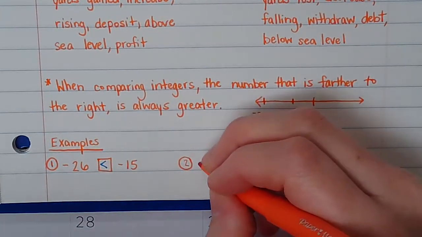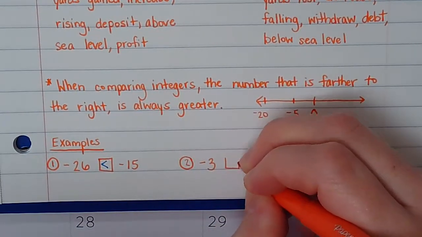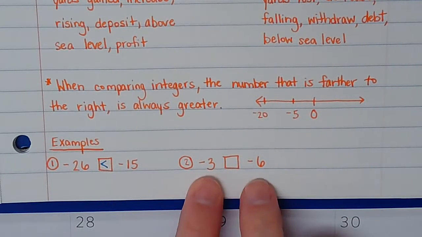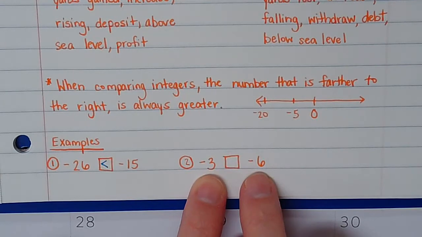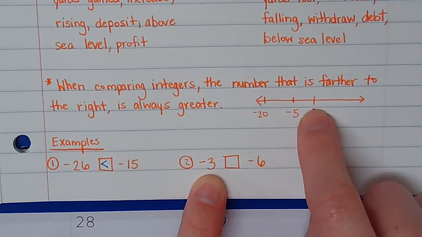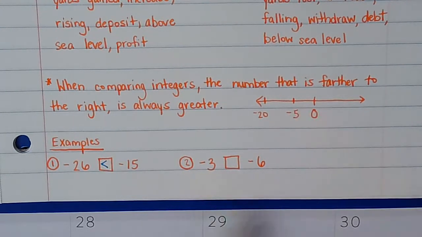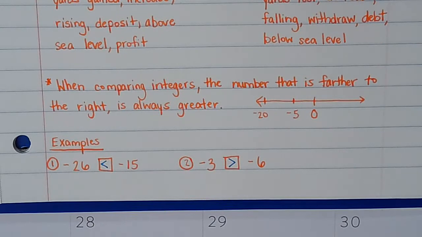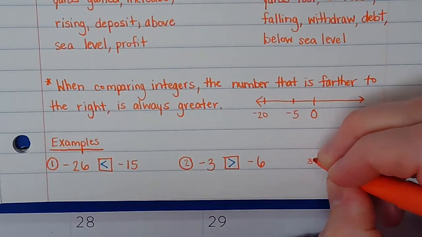All right, let's try another one. -3 and -6. Okay, they're both negative, so I can ask myself, okay, which one's closer to 0? If you start at 0 and start moving, which one are you going to get to first? I'm going to get to the -3 first, so -3 is bigger. So I remember the alligator wants to eat the bigger number. All right, another one.